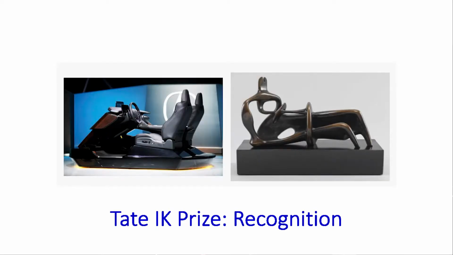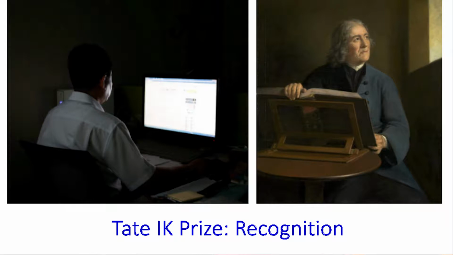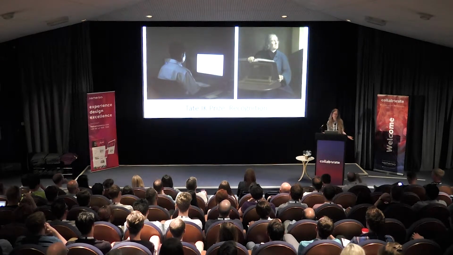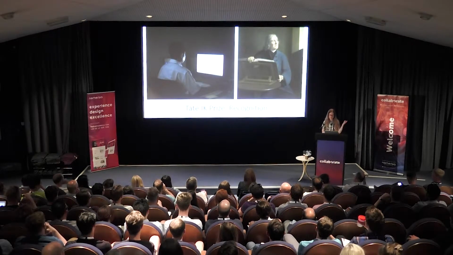But yeah, there were some fun examples. I think this is, I don't know if it's a BMW or some sort of car seat that was compared to a Henry Moore sculpture. And you can probably realize why. The two seats do look a little bit like the head there. And then there was this image that compares a person working in front of a screen to a scholar from the past. They've got a selection of some of the fun examples on the website if you want to look at some more on the Tate IK Prize.